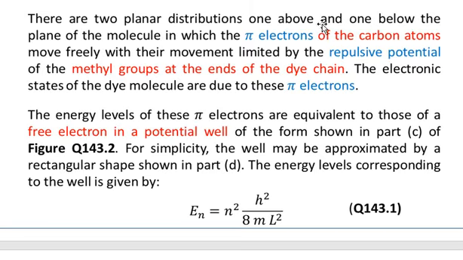So there are two planar distributions, one above and one below the plane of the molecule, which we have shown in part A of the linear structure, in which pi electrons of the carbon atoms, associated with the pi orbitals, move freely, with their movement limited by the repulsive potential of the methyl group at the end of the dye molecule. So you see that these electrons are repelled by the methyl groups at the ends of this dye chain, and they will repel back, showing a high value of potential there.